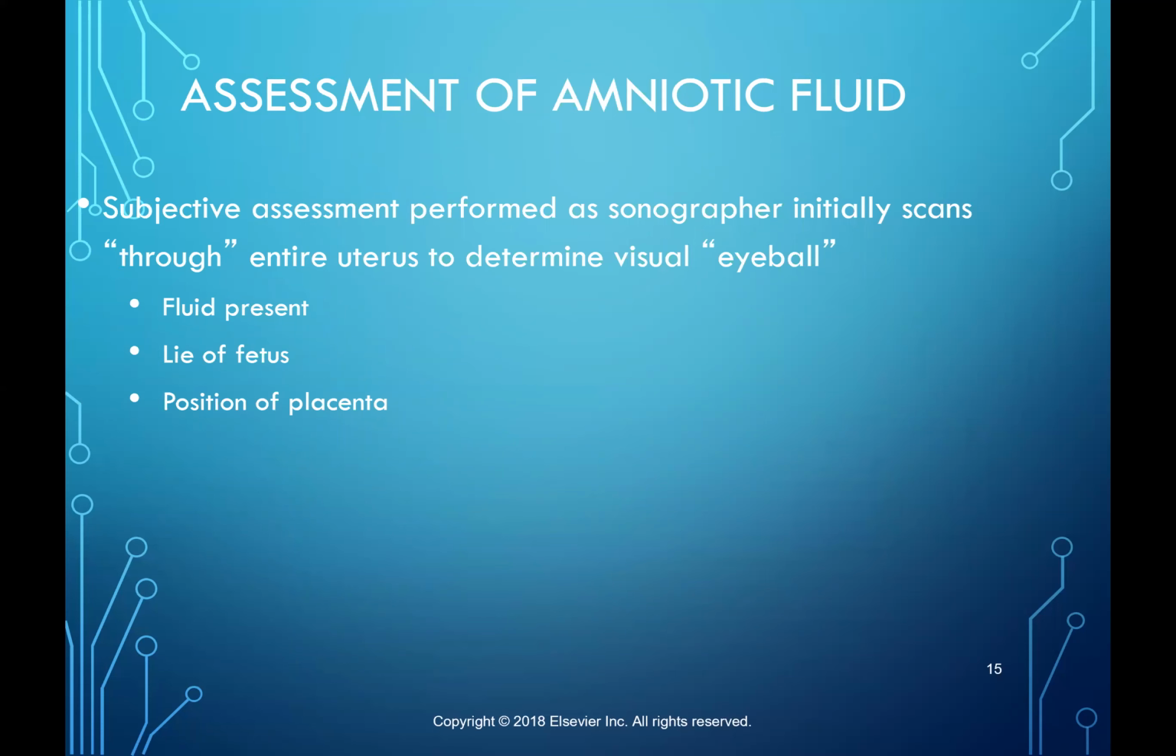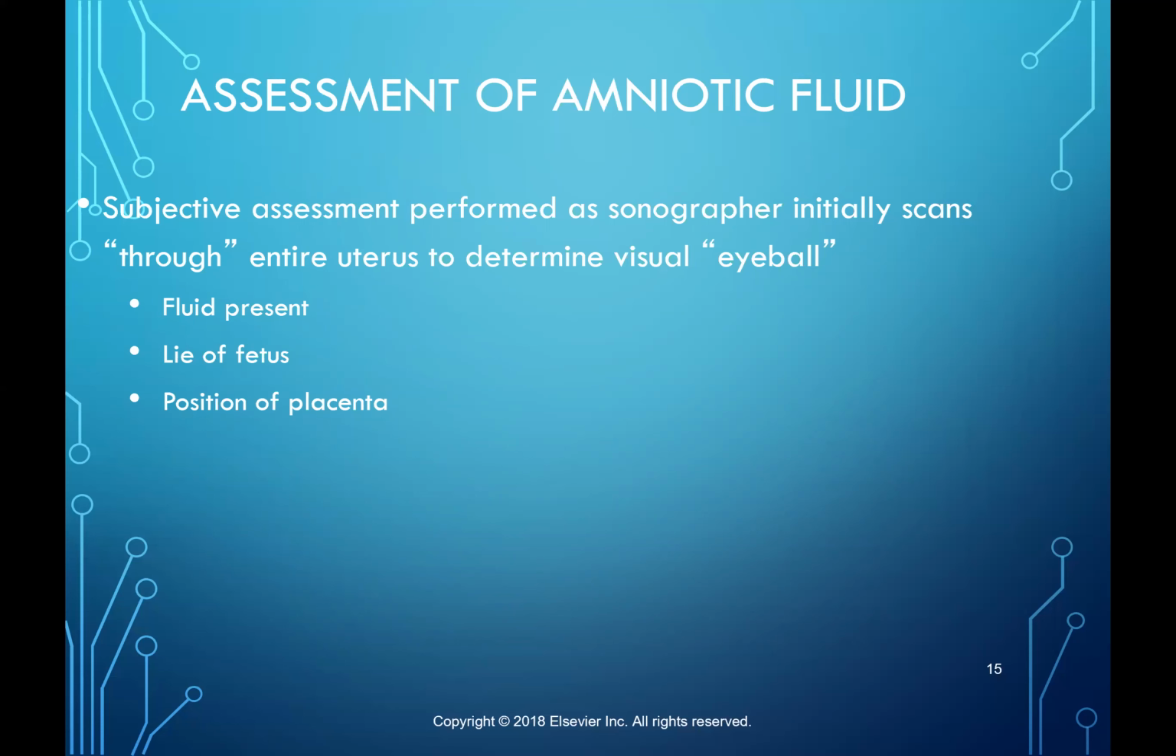Now, when we're doing an anatomy scan, like a 20-week scan, you don't have to take a fluid measurement at the time because the uterus is still kind of small to separate it into 4 quadrants. The subjective assessment is performed as a sonographer initially scans through the entire uterus to determine a visual eyeball. So what I usually do when I'm doing a complete scan at 20 weeks, making sure everything looks good, I just assess the fluid subjectively.